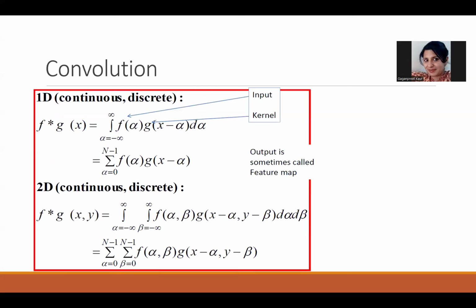Convolution can happen along a single dimension, two dimensions or three dimensions. This is the typical formula of convolution in a single dimension. We have a function f and another function g, and this defines the convolution. Typically f represents the input, and the kernel, or the convolutional filter, a single filter, is represented by g.